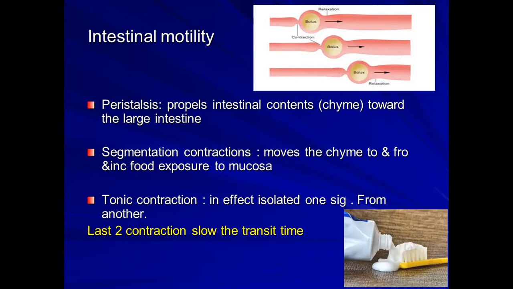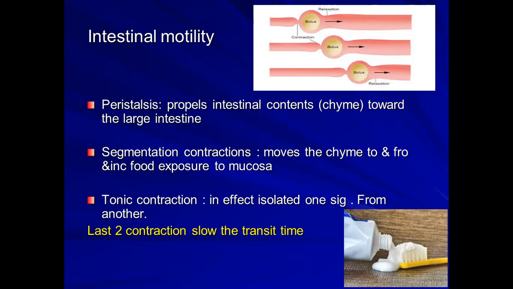The segmentation contraction moves the chyme to and fro and increases the food exposure to the mucosa. Segmentation, from its name, moves the food in one segment forward and then back, and this gives time for absorption because it increases the time the food is exposed to the mucosa.